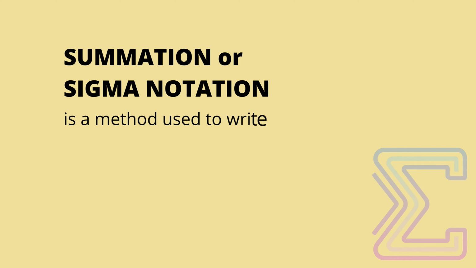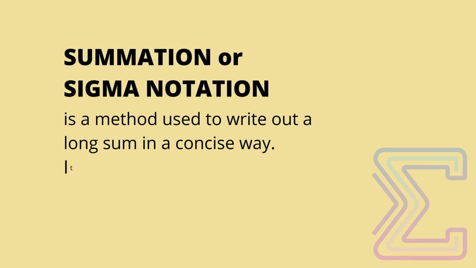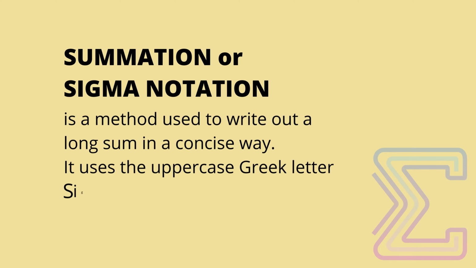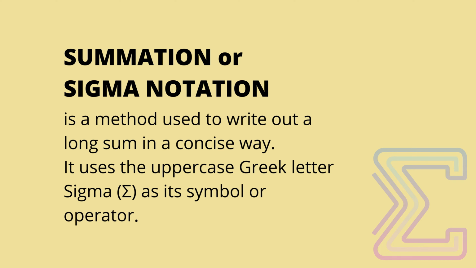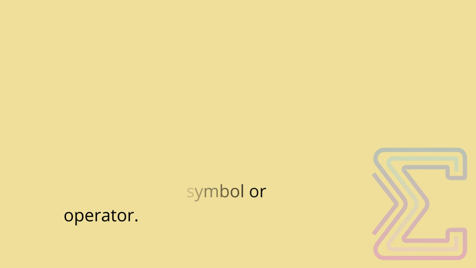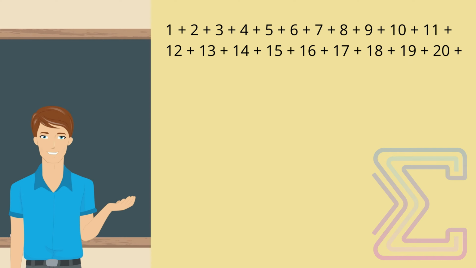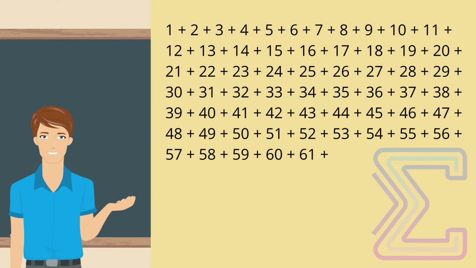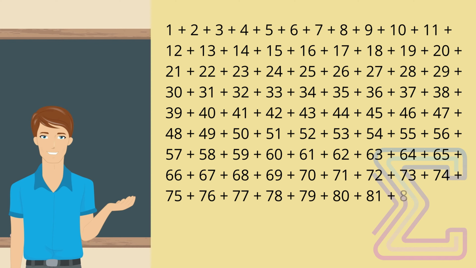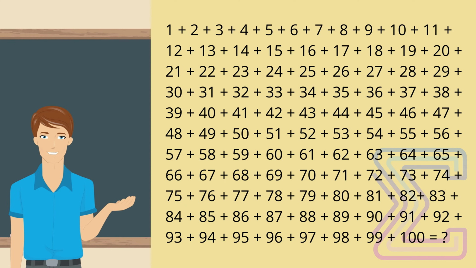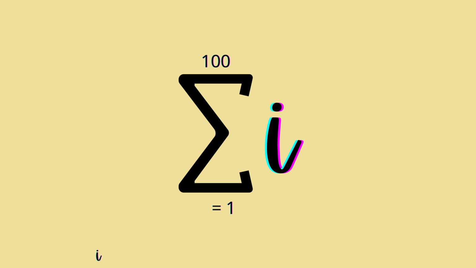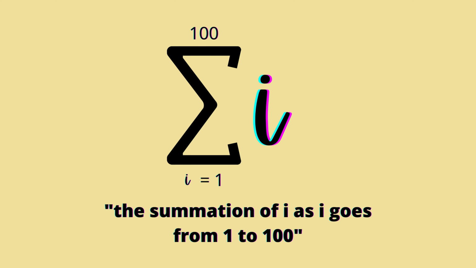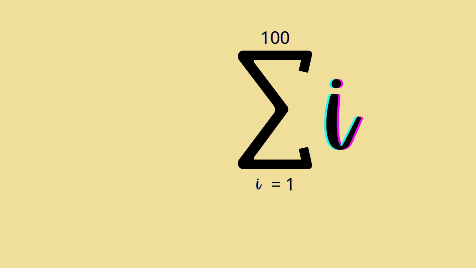Summation, or sigma notation, is a method used to write out a long sum in a concise way. It uses the uppercase Greek letter sigma as its symbol, or operator. Say for example your teacher asked you to add all the numbers from 1 to 100, we can write the sum this way, which is way too long and would take up so much time and space to write. Whereas if we write it in sigma notation, we can just write it this way, which is read as, the summation of i, as i goes from 1 to 100. This is an example of sigma notation.